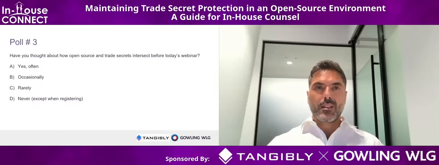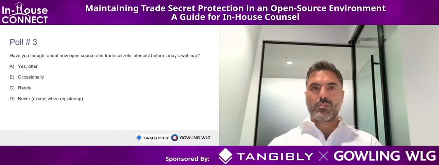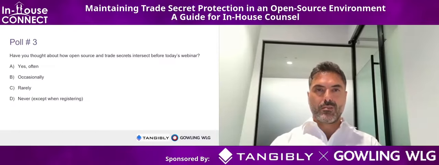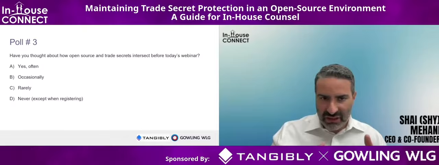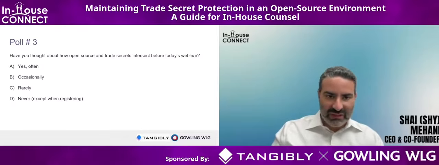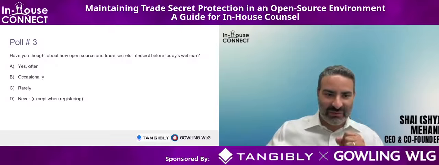Next slide, Chris. So this leads us to the next poll. Have you thought about how open source and trade secrets intersect before today's session? 26% say yes and often, 39% occasionally, that's the most, 21% rarely, and then 14% never, except for when registering for this webinar. Thank you for your honesty, much appreciated to the 14%.